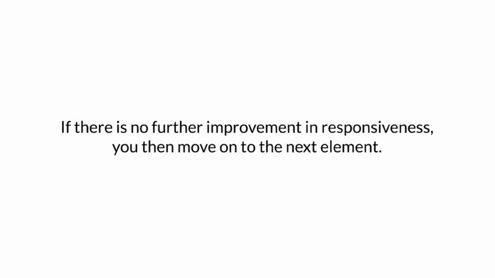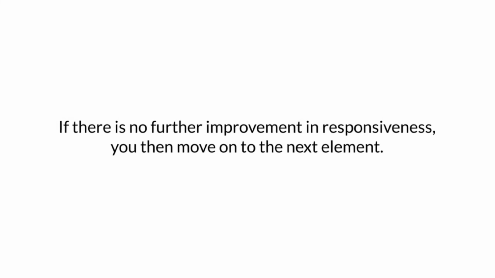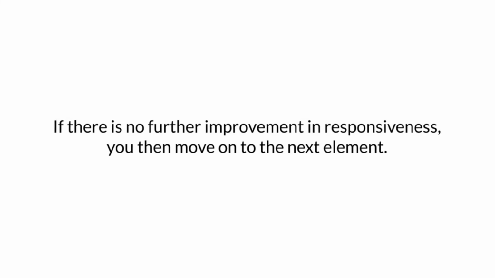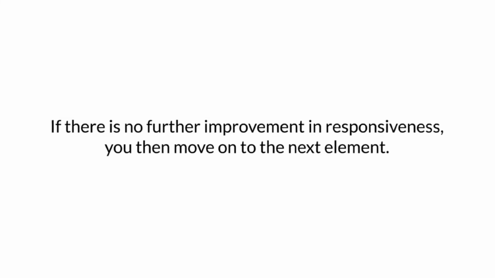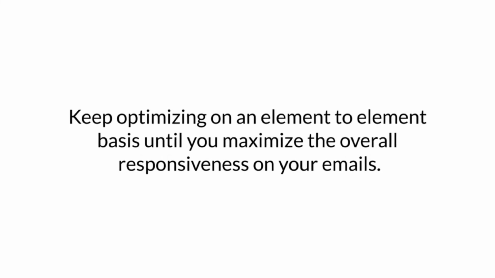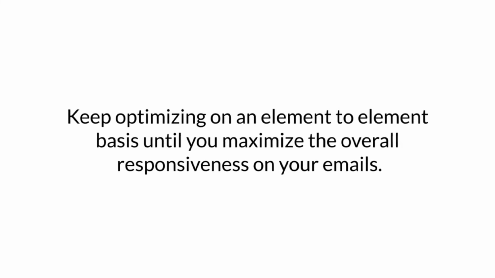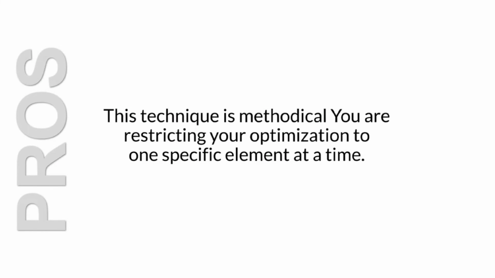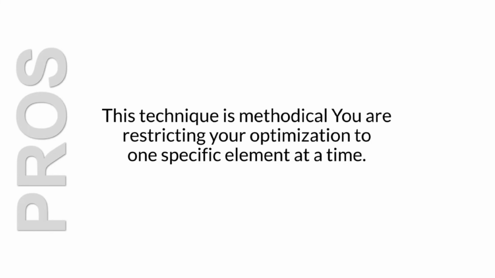If there is no further improvement in responsiveness, you then move on to the next element. In this case, you can change the type of content, and from there, move on to content action and content length. Keep optimizing on an element-to-element basis until you maximize the overall responsiveness on your emails. Advantages. This technique is methodical because you're not just coming up with wholesale changes across the board. Instead, you're restricting your optimization to one specific element at a time. This removes all sorts of guesswork.